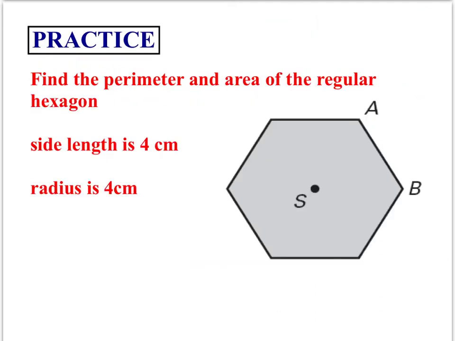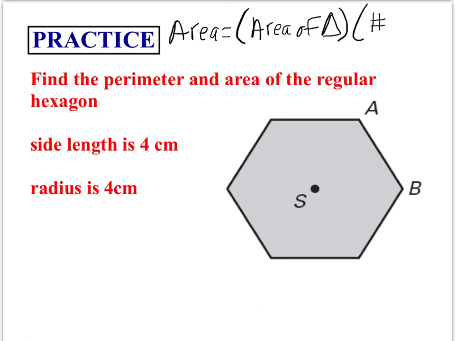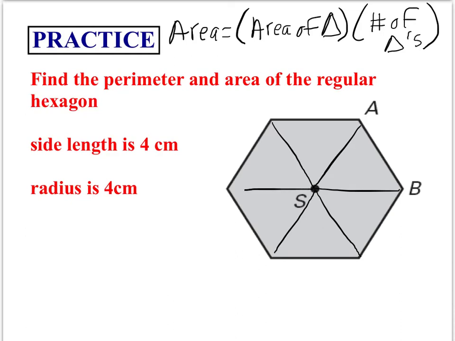Another way to think of finding the area of a regular polygon is to think of it as finding the area of one triangle and multiplying that by the number of triangles. Now we can think of it this way because a regular polygon has a lot of triangles inside of it, and they're all the same. So if I find the area of one triangle and multiply that by how many triangles there are, I'll be able to find the area of the regular polygon.